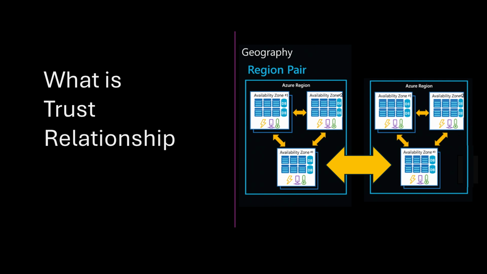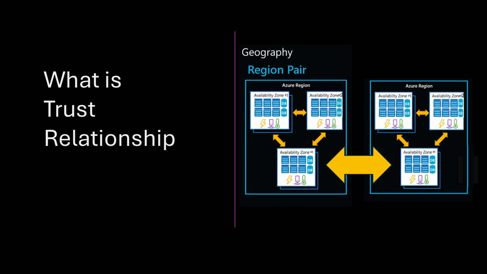These are physically separate data centers within a region with independent power, networking, and cooling. They protect you against localized failures like power outages or hardware issues. Azure guarantees 99.99% uptime when you deploy across multiple zones.